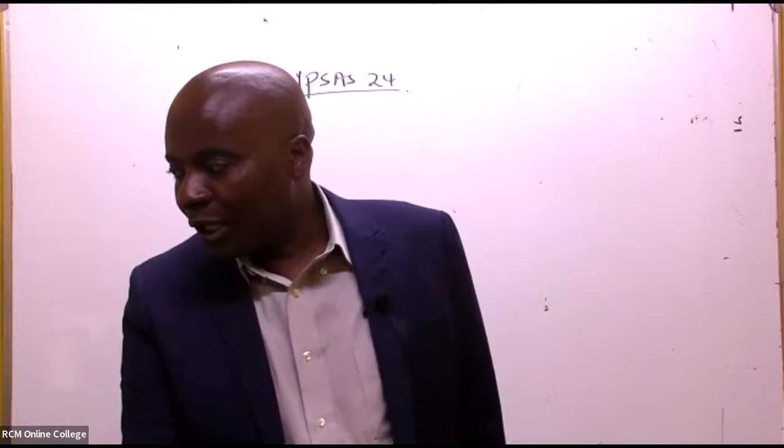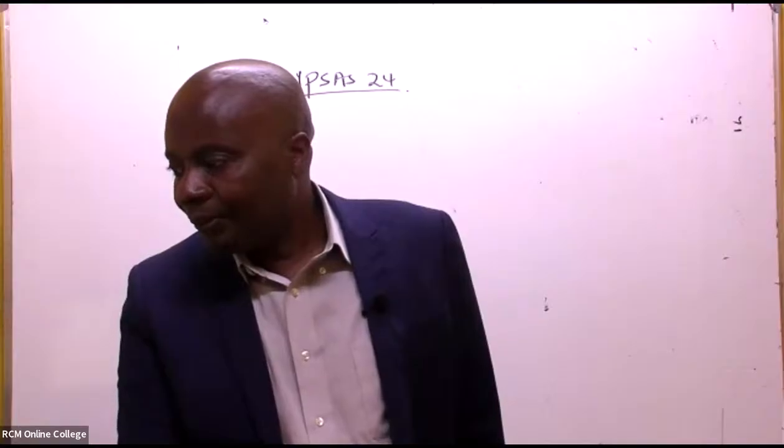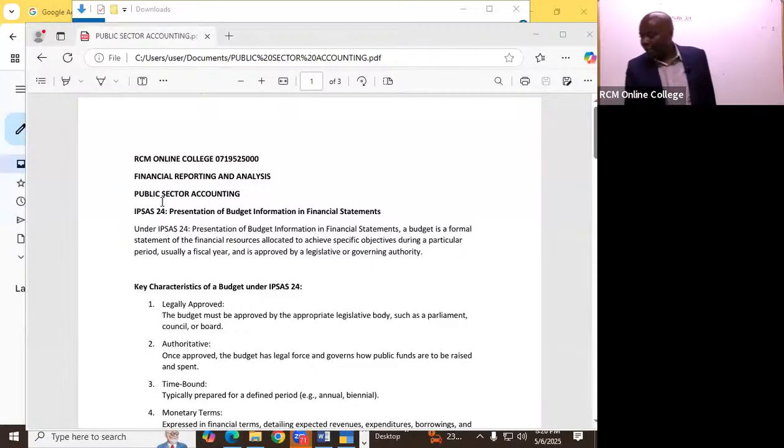So then I would want to share, ladies and gentlemen, this handout. So we are reading this together. IPSAS number 24 is all about budgetary information and doing what we call a variances report. IPSAS 24 is called Presentation of Budget Information in Financial Statements.